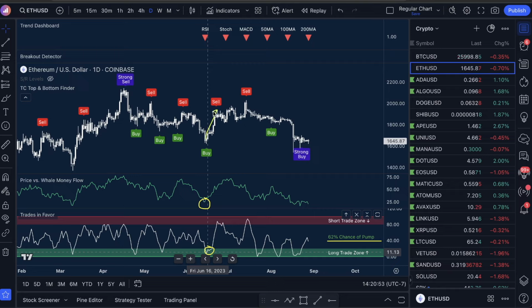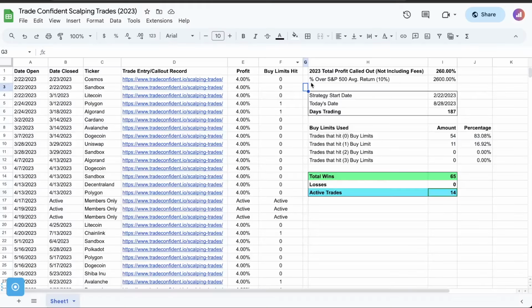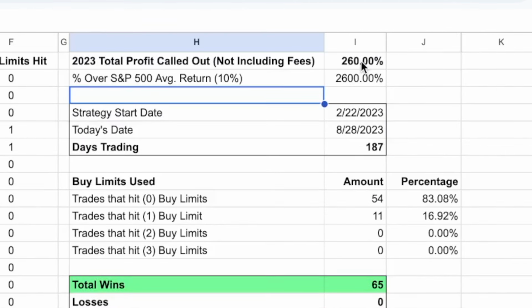Like, does it make sense now when I come out here and you see myself and you see Jake and our team here on Trade Confident? We come out and we keep saying, oh, we want another trade with no losses, another trade with no losses. We go for a 4% take profit, and we do that over and over and over again. And this will be a larger percentage if you guys watch this into the future. But currently, 260% total profit called out for our scalping trades.